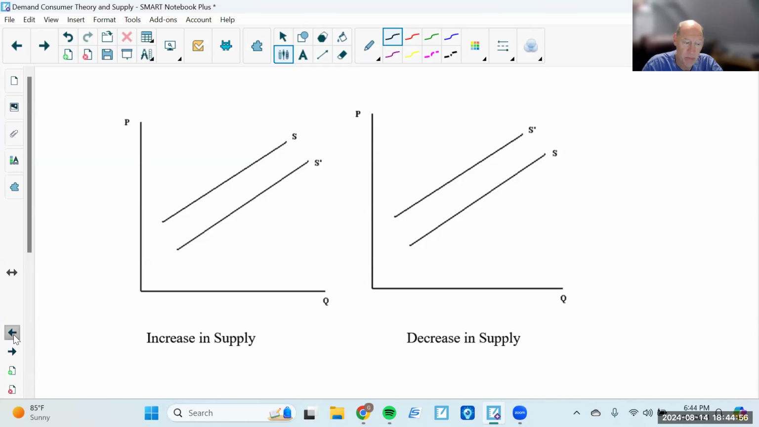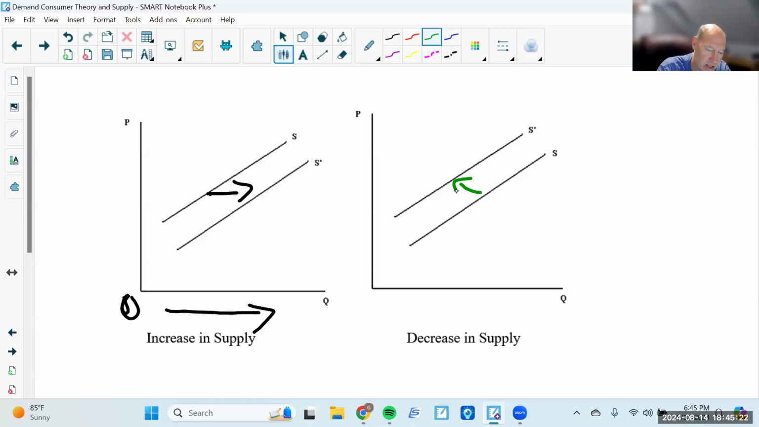All right, supply curves shift. Increase right, decrease left. We're shifting to the right here, which is an increase in supply. Why is it an increase? Because we're moving away from 0, 0. This one on here is a decrease in supply. Decrease left. Why? Because we're moving closer to 0, 0.